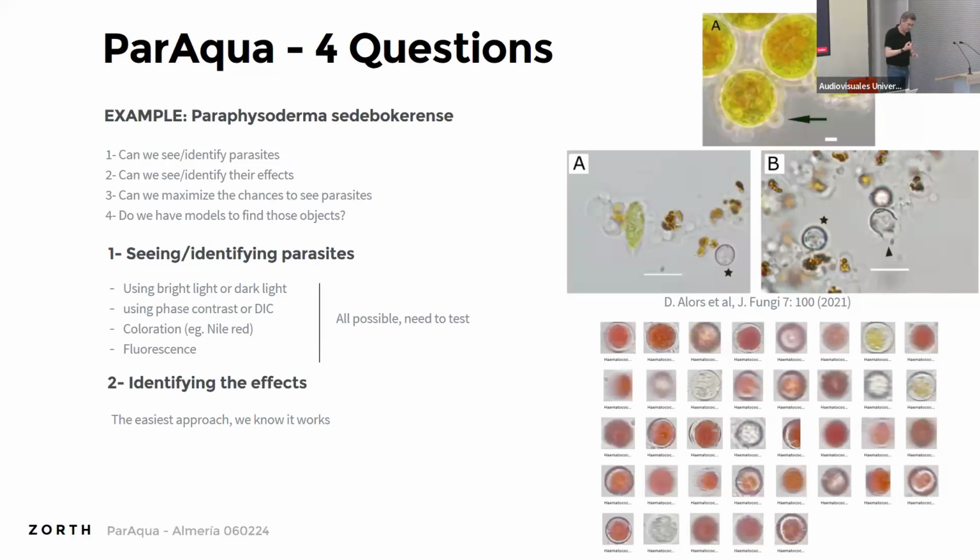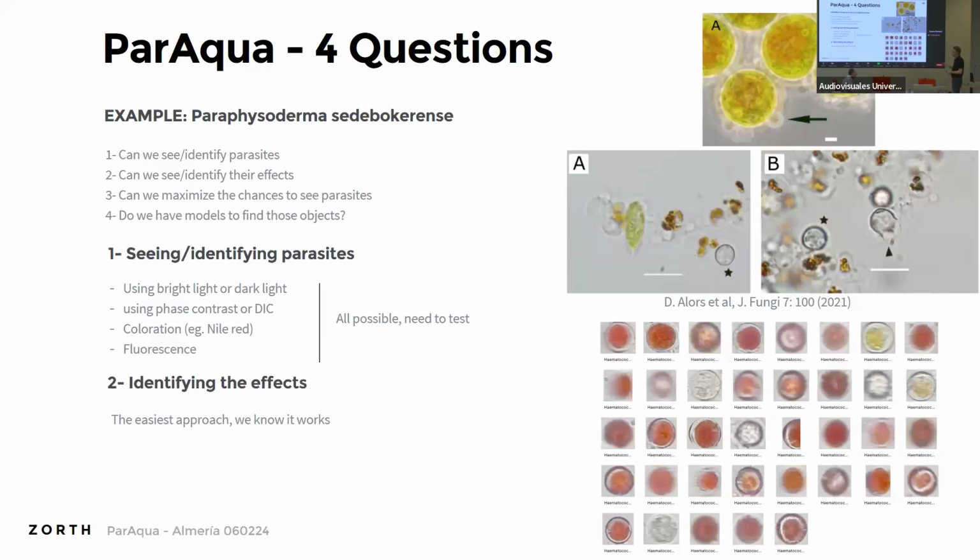Can we see and identify parasites? Seeing them, not easy. Identifying them, potentially very difficult. Can we see and identify their effects? Can we maximize the chances to see parasites? And do we have models to find those objects? Okay. Now, in terms of seeing and identifying the parasites, using bright light or dark light, that's going to be difficult. Using phase contrast or DIC, differential interference contrast, that's probably going to be easier. Using coloration, Nile red, if you want to do it continuously, that's going to be a pain.